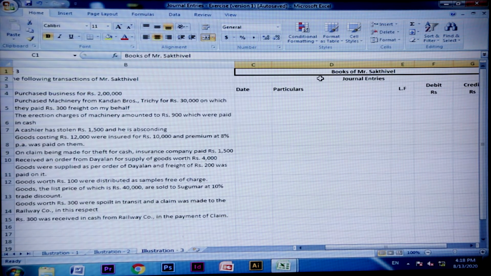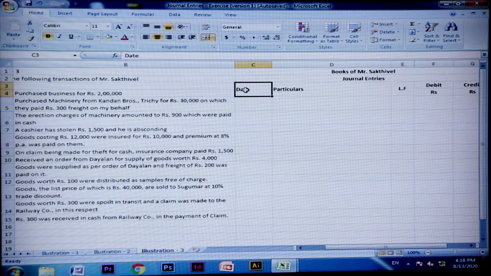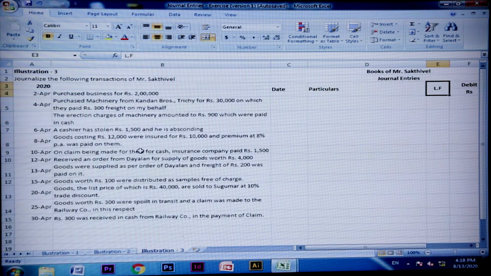Books of Mr. Saktivel, journal entries. First column is date column, particulars, LF, debit or credit. So what we have to do is, we have to apply the same thing what we have applied for illustration 1 as well as for illustration 2.